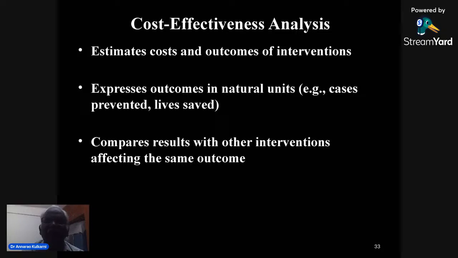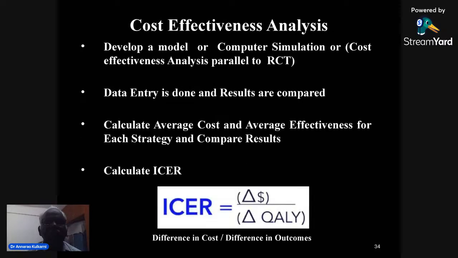It estimates the cost and outcomes of interventions, expresses outcomes in natural units, for example, cases prevented, lives saved, etc. It compares the result with other interventions affecting the same outcomes. We develop a model or computer simulation, or cost effectiveness analysis is carried out parallel to an RCT. Data is entered and results are compared. We calculate the average cost effectiveness ratio for each strategy and compare the results.